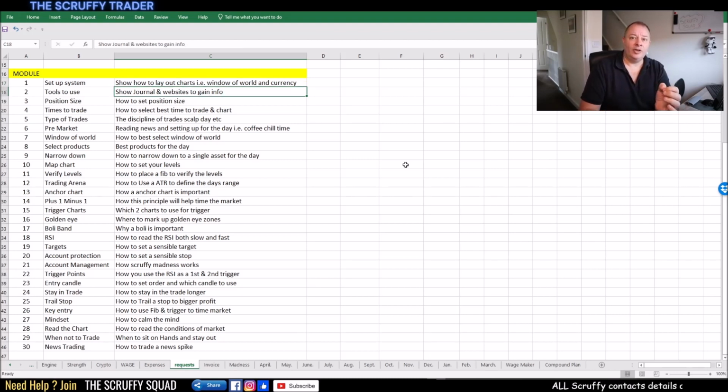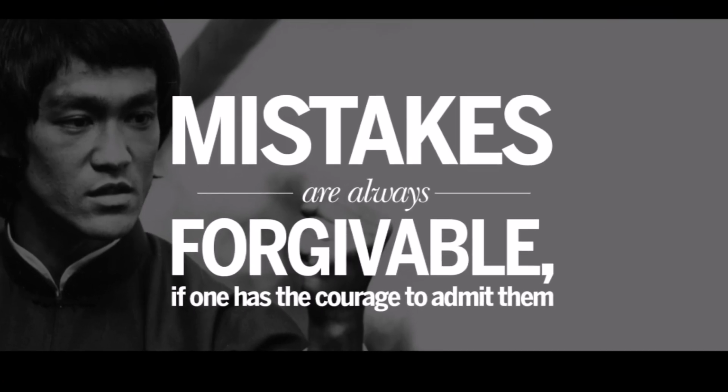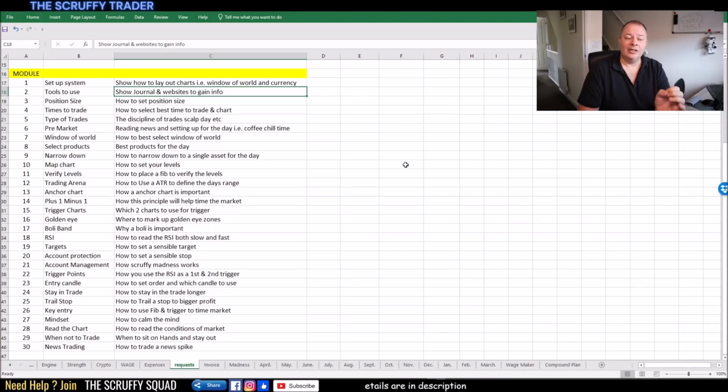Then it comes into your journaling. Believe it or not, your journaling is very important, especially in the beginning of your trading career, because you don't need to concentrate on the wins. You need to understand what is going wrong, and the journal will highlight that. And there are certain tools and websites that you can use in order to gain some information, and I'm going to bring that up as well. In other words, we start to fill up your toolbox.